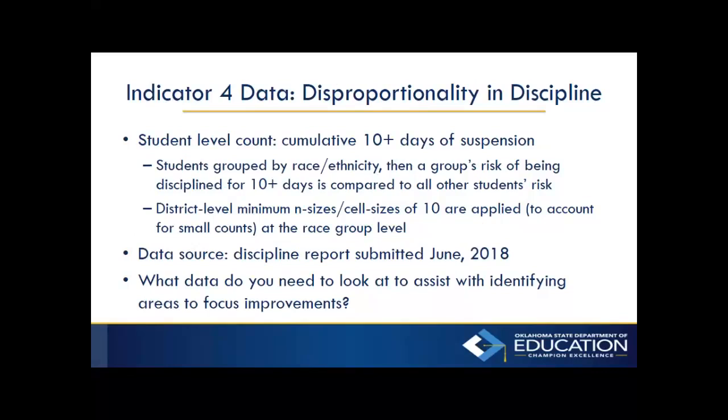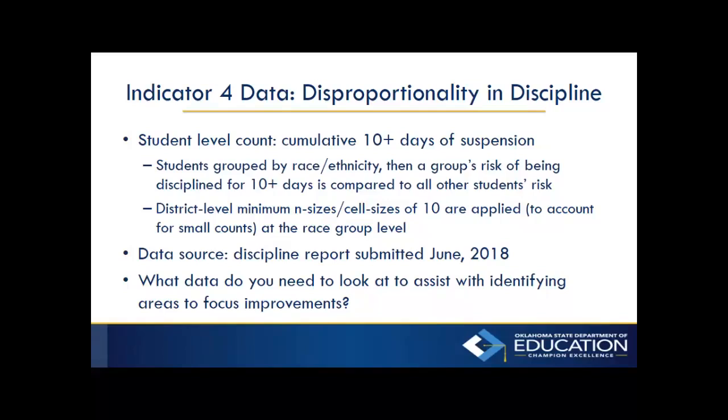Now, we do have district level minimum N sizes and cell sizes of 10, so if a district does not have more than 10 students who are disciplined long-term, suspended long-term, then that will not be calculated. So most districts do not have any calculations at all. We only had 5 districts this year that are flagged for indicator 4, okay? So there aren't very many for indicator 4, simply because most districts are not suspending students at a high rate, okay? So this comes from your discipline report that you submitted in June this summer, certified in July, okay?